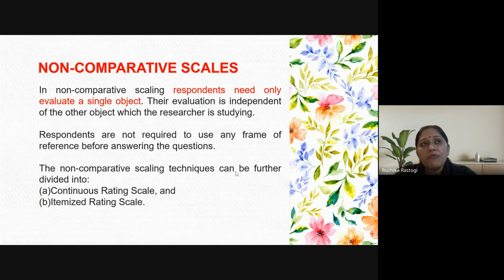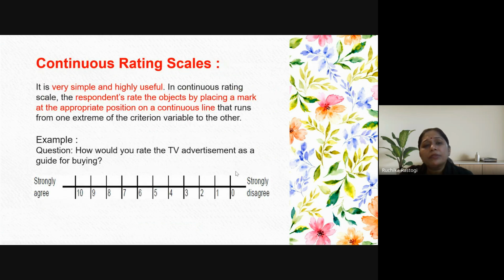Non-comparative scales are used when we have only 1 variable or 1 object. There are many techniques, and broadly we can divide non-comparative scales into 2 types: continuous rating scale and itemized. Even the Likert scale comes into that. We will see how this fulfills the purpose behind it. Now the first one is the continuous rating scale. Again, we are talking about 1 variable at a time.